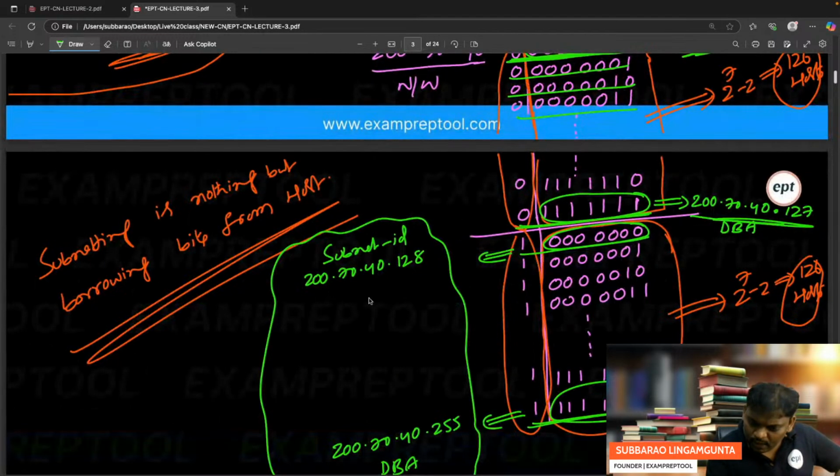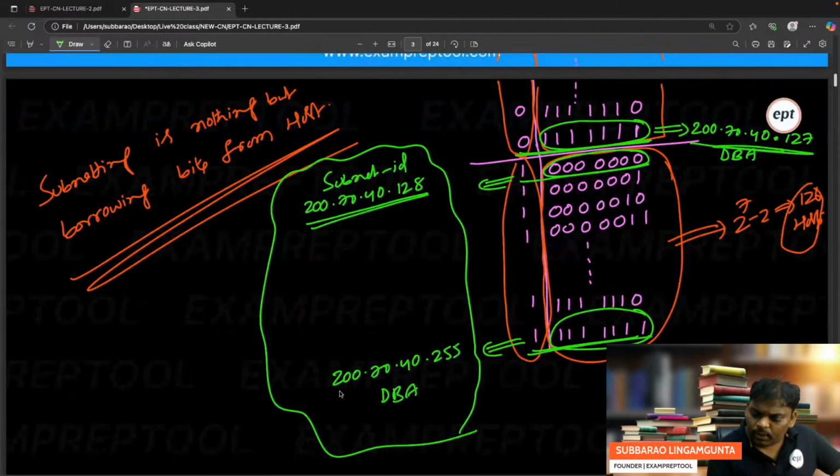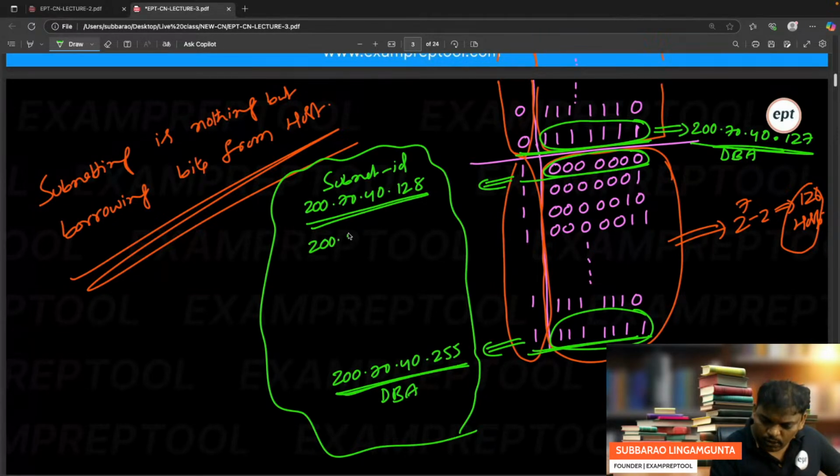So now can you help me? It is the subnet ID, it is the subnet ID, it is the DBA. These are special addresses, you cannot give them to hosts. So if you see the below subnet, the first host is 128 plus 1, 129, right? Then 200.70.40, it is going to be 130.